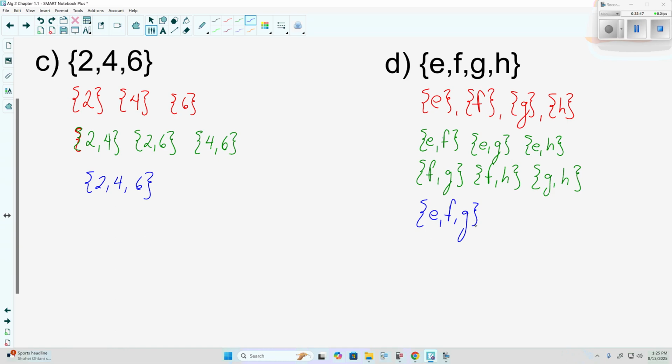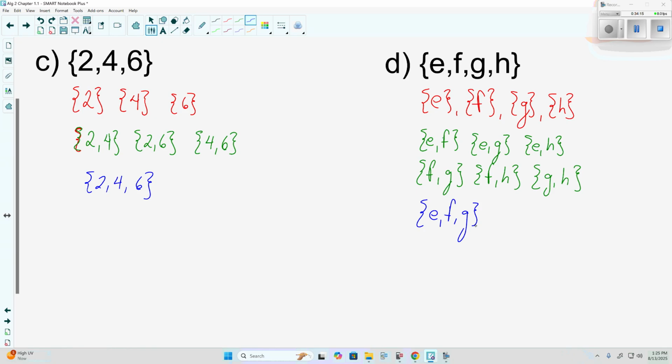So the first one, E, F, G, H. With the sets of 2, I picked E first, so E, F, E, G, E, H. And we moved on to F, G, F, H, G, H. I find it's easy to do this so that we get all of the iterations of it because we kept the first one the same and kept moving the second. This time we're going to keep the first 2 the same.